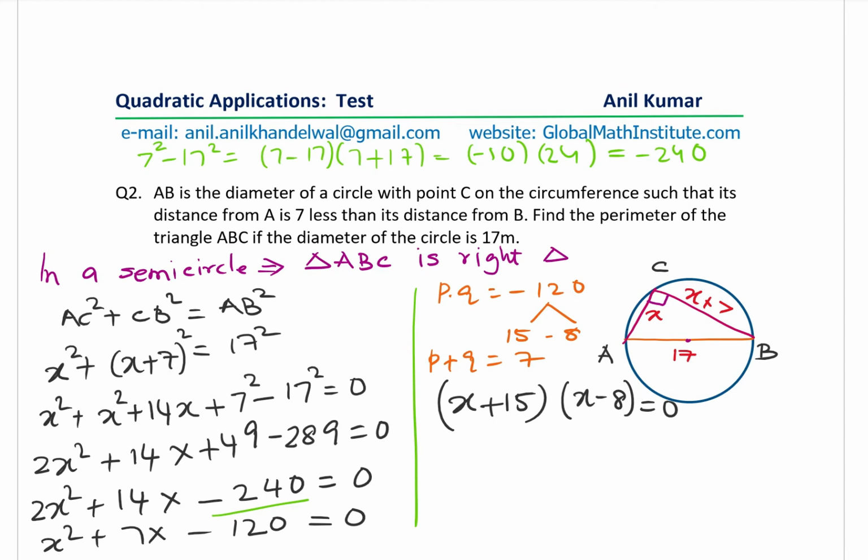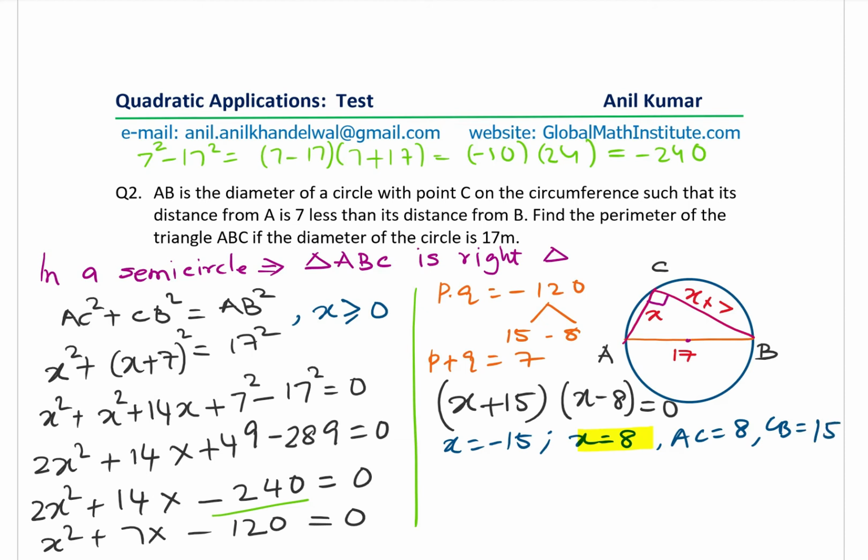So that means that we have now two solutions. One solution is x equals minus 15 and the other one is x equals 8. For x equals 8, we are looking for a positive number, correct? So in this particular question, we know for sure that the value of x has to be greater than or equal to 0. It cannot be negative. Therefore, we'll take x equals 8. So we get the sides, which is AC as equal to 8, and then CB will be equal to 8 plus 7, which is 15.